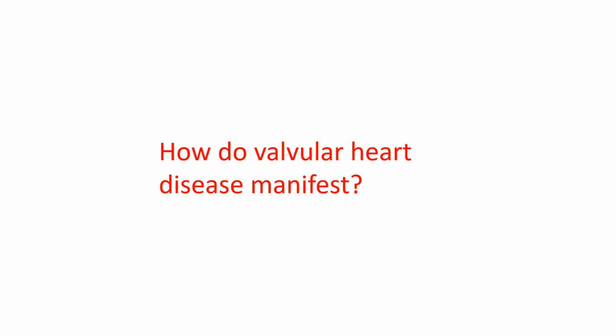For example, leakage of the mitral valve, mitral regurgitation, between left atrium and left ventricle causes enlargement of both these chambers. Narrowing of mitral valve, mitral stenosis, produces enlargement of the left atrium, which is before the valve, but not the left ventricle, which is after the valve in the blood flow sequence.